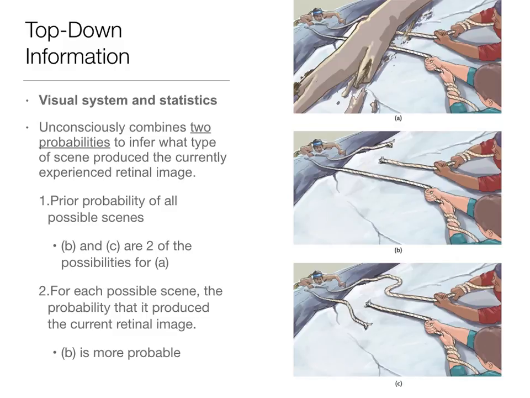And so again, B is more probable than A because the ropes are more lined up. So it's more probable that B is happening in this situation than C is happening, just because of the image itself. This is the idea that we're combining this information in our representations.